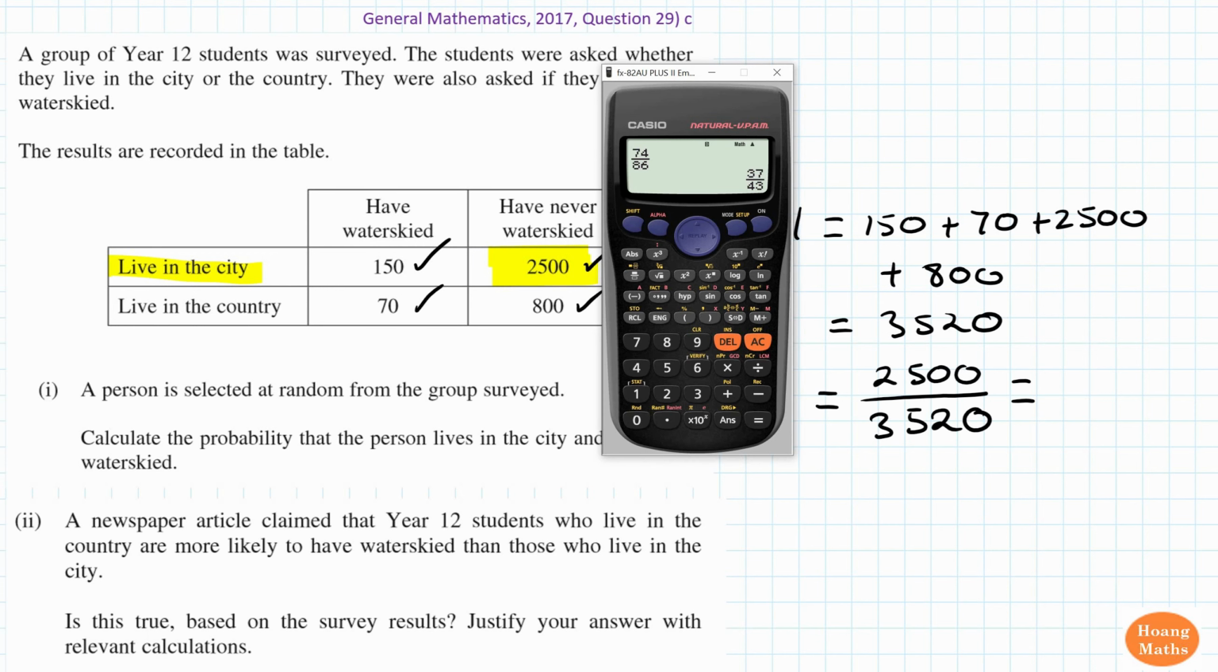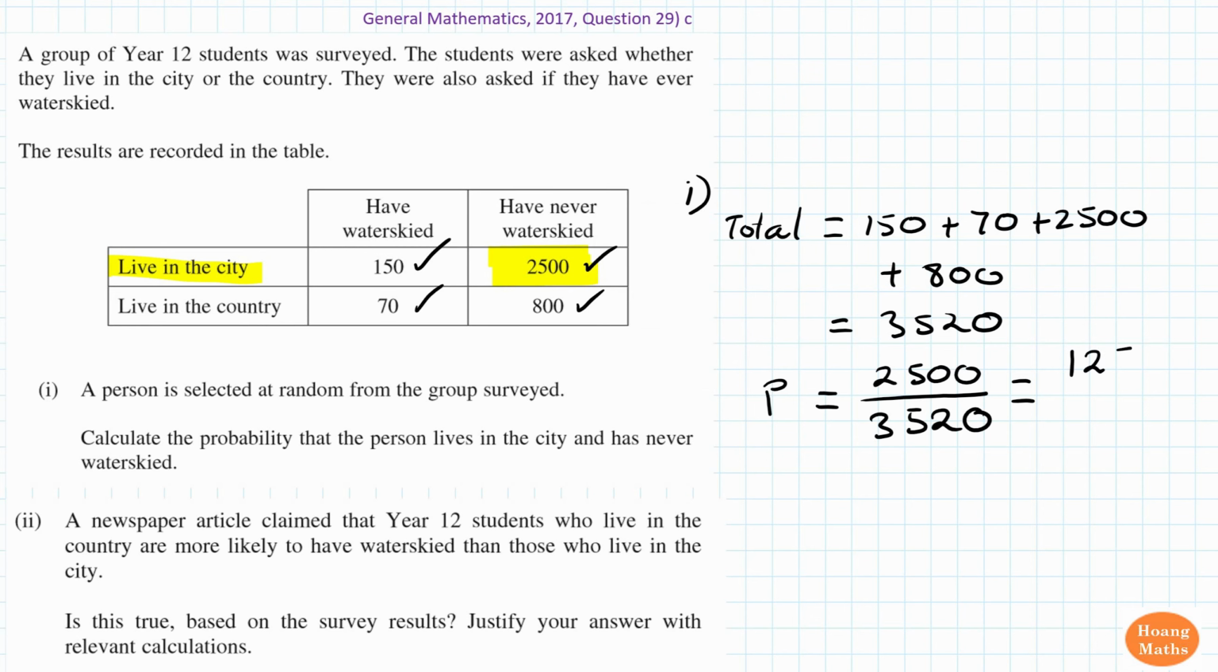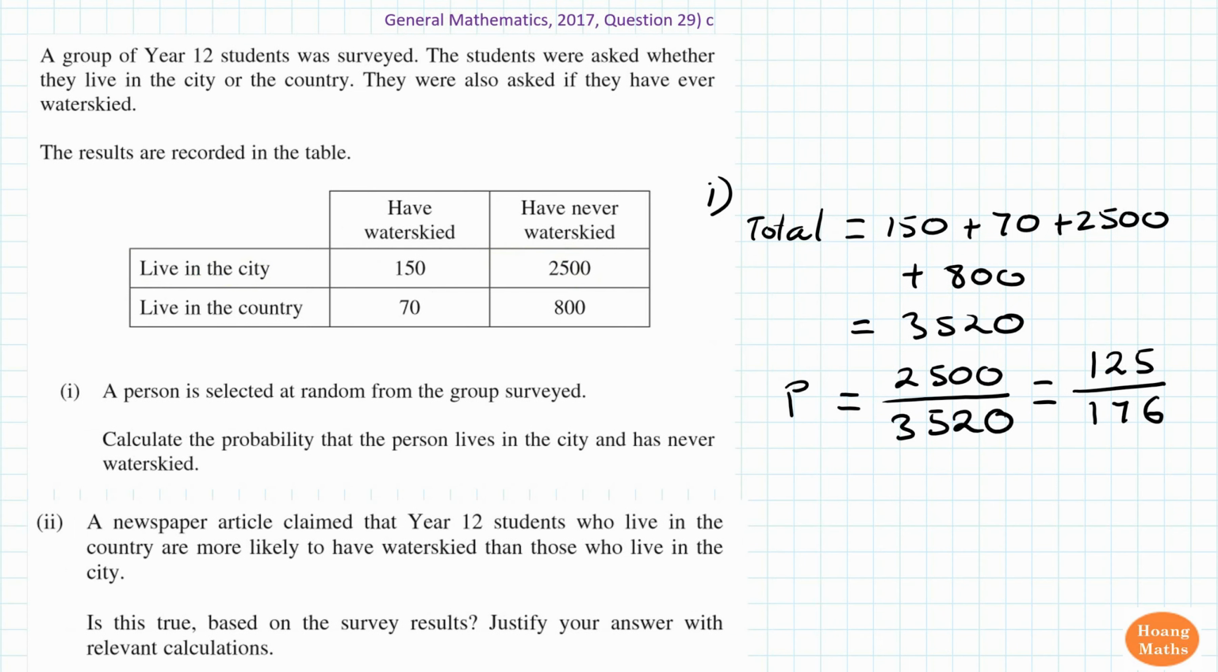So I just put that in a calculator. 2,500 over 3,520. So that is 125 over 176. So 125 over 176. Now part 2, to compare.